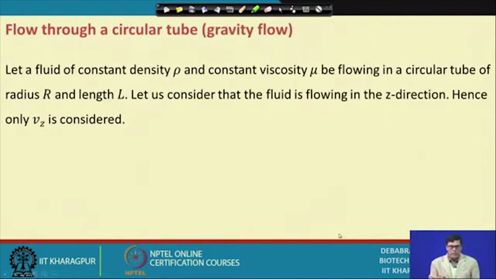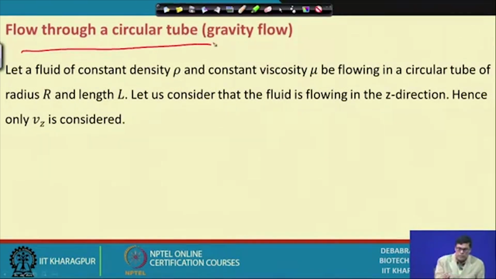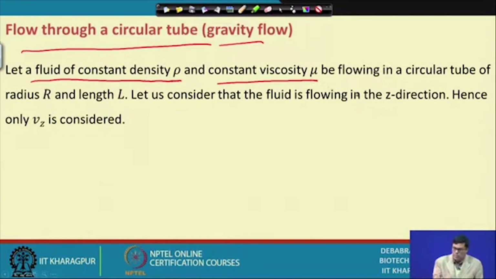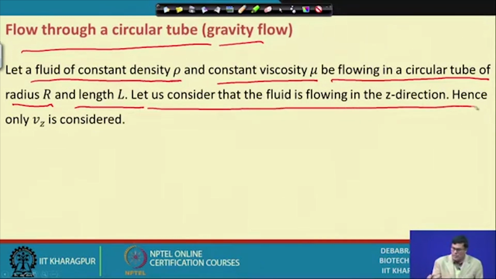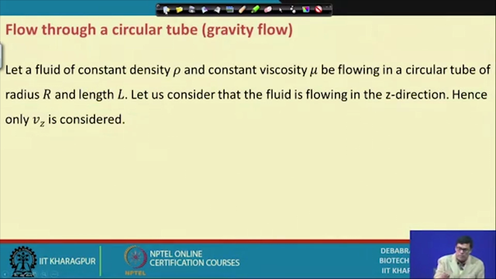Now let us calculate the flow of the fluid through circular tubes. Okay, that is the cavity flow. Let the fluid with constant density rho and viscosity mu be flowing in a circular tube of radius capital R and length L. Let us consider the fluid is moving in the z direction, and hence Vz is considered. Vz is the velocity in the direction of z.